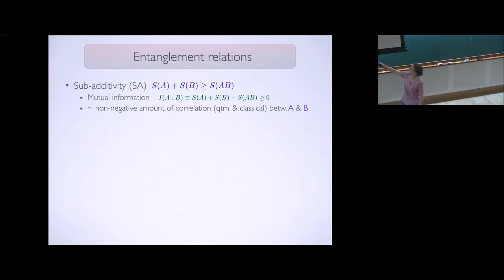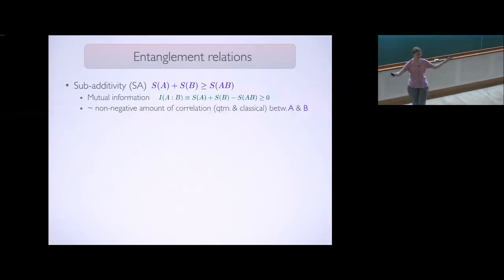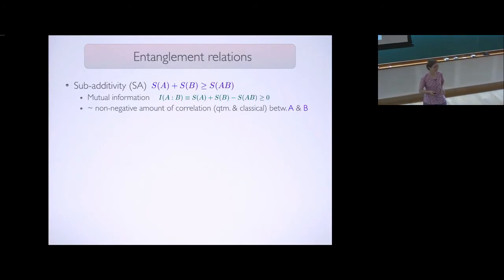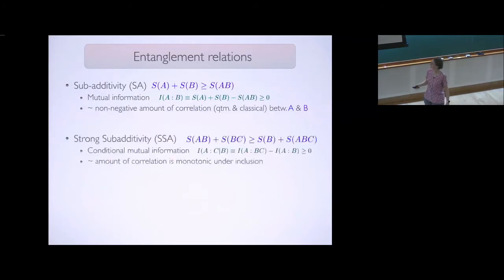And a useful way to represent this is as a positivity of the so-called mutual information, which is defined simply as the difference between these two, and measures sort of the amount of correlation between the subsystem A and B. And so, since the amount of correlation can't be negative, that automatically shows you that the mutual information can't be negative.